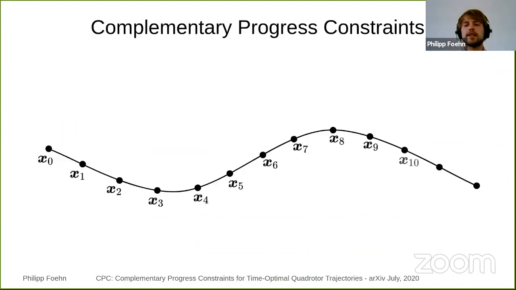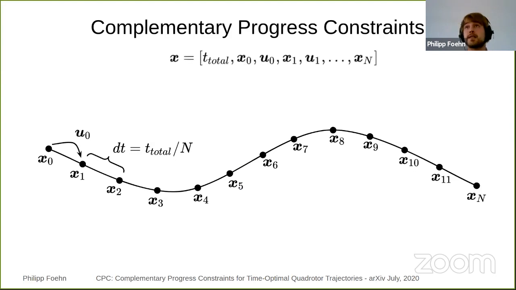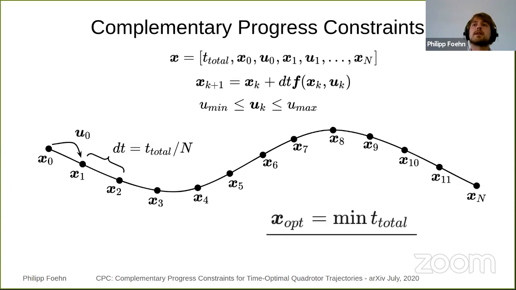First, we discretize our trajectory, and our trajectory consists of some states and inputs. The inputs are applied over a certain delta time, and this delta time is dependent on the total trajectory time. In our case, this total trajectory time is actually part of the optimization variables, together with our states and inputs. The system dynamics are enforced with an equality constraint between the states, and the system's input limitations are a box constraint. Finally, we can optimize our trajectory for the minimum time.